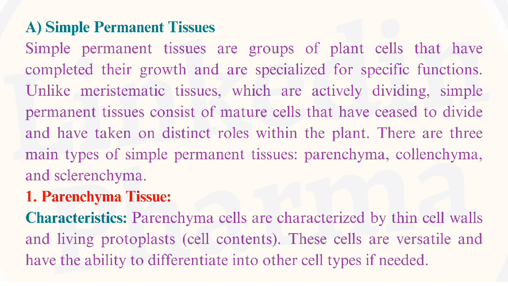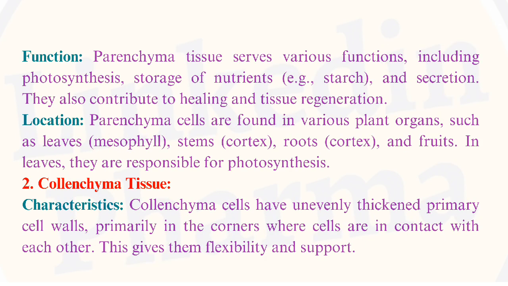1. Parenchyma tissue. Characteristics: parenchyma cells are characterized by thin cell walls and living protoplasts, the cell contents. These cells are versatile and have the ability to differentiate into other cell types if needed. Function: parenchyma tissue serves various functions, including photosynthesis, storage of nutrients, for example starch, and secretion. They also contribute to healing and tissue regeneration. Location: parenchyma cells are found in various plant organs, such as leaves (mesophyll), stems (cortex), roots (cortex), and fruits. In leaves, they are responsible for photosynthesis.